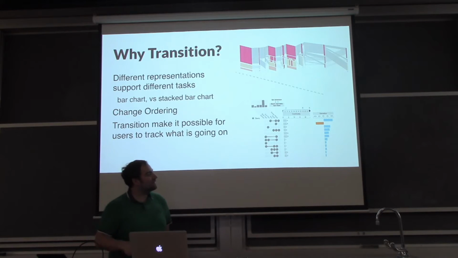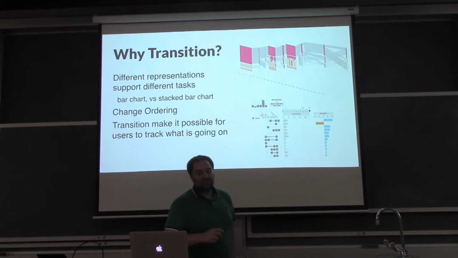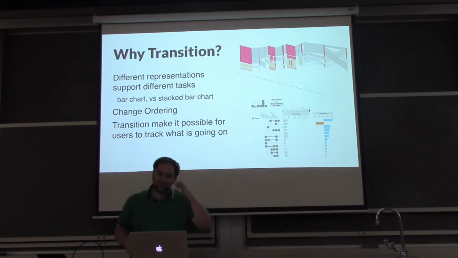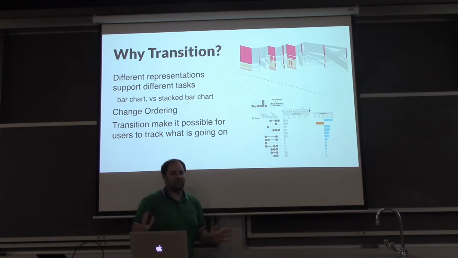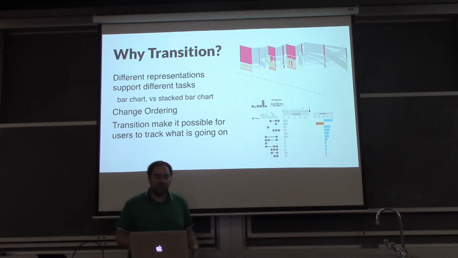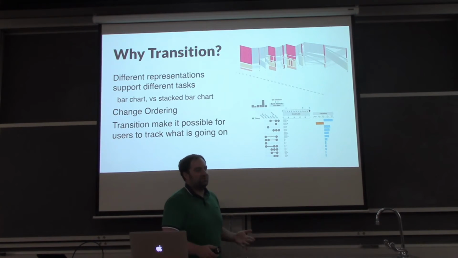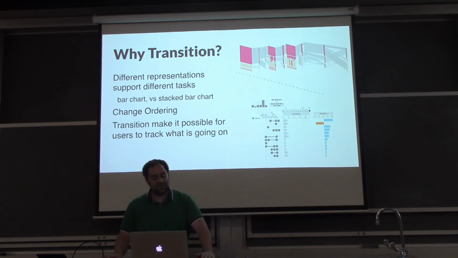So next I want to talk a little bit about transitions. Why do we want to do transitions? Well, different representations support different tasks, and then if I have two different representations and I want to switch between them, I can do a hard switch, but I can also do an animated transition. And with D3, for example, this is easy and nice to do. So we can, for example, sort, change ordering.